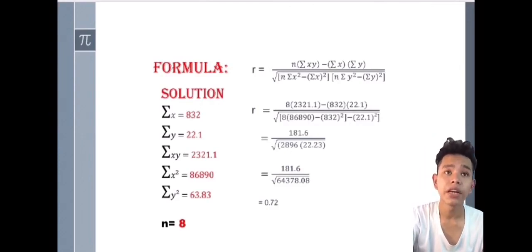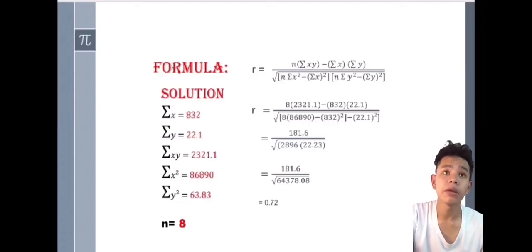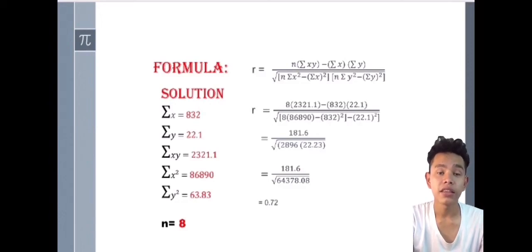So, after natin makuha yung nasa denominator, i-multiply natin, no? Yung dalawang naka-bracket kanina. Okay, so, di ba, ang result is, yung unang bracket is 2,896, tapos sa pangalawa is 22.3. So, we are going to multiply. Okay? 2,896 times 22.3 equals 64,378.08. Yan ang sagot niya, no? So, ang next na gagawin natin is we are going to divide it.